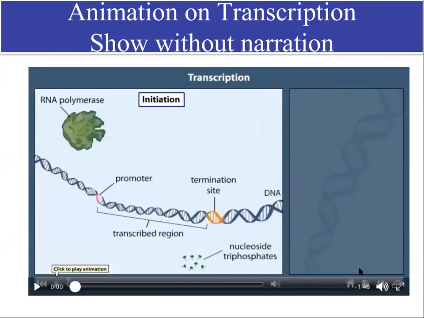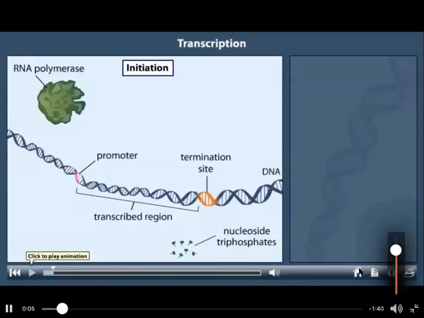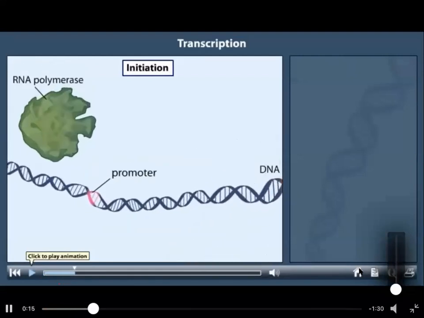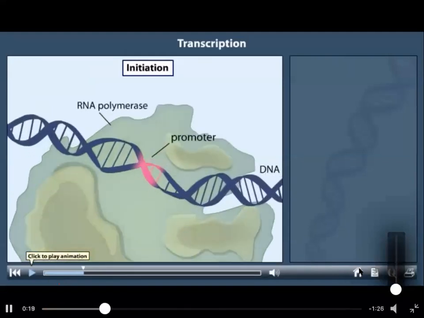Interesting. Okay, let's try. Transcription is the first step in the expression of a gene. It is the formation of a specific RNA sequence from a... Okay, so what we're going to see here is that there's a region on DNA called a promoter. And at that promoter, that's where the enzyme RNA polymerase is going to begin.